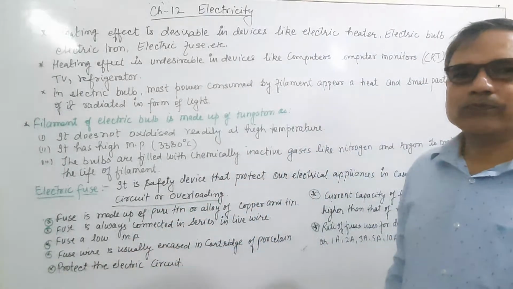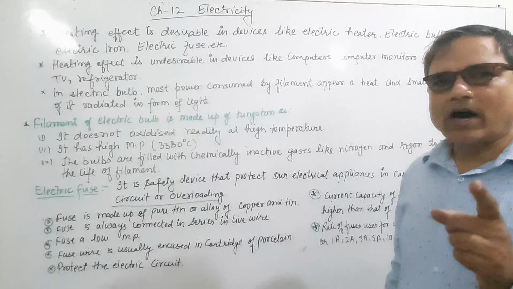Therefore, the fuse wire should be of low melting point, an alloy of copper and tin. Never use fuse wire which has a high melting point, like copper. We have to make the alloy of copper and tin so that its melting point is low. And second, it is always connected in series in the live wire.